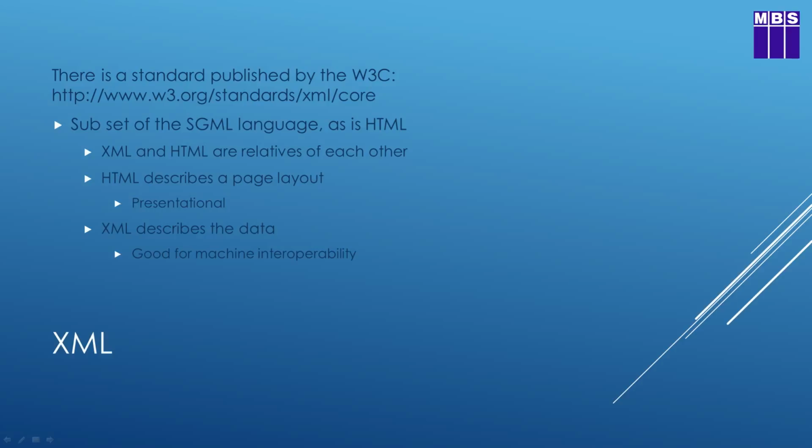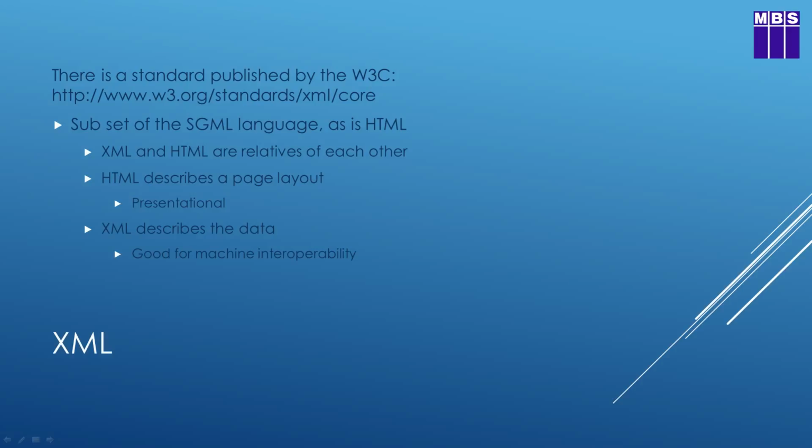You'll see that there are a number of similarities in the layout of the two languages. There are a lot of differences too, but they are similar in their structure, their layout, and that's because they are in fact relatives of each other. It's a major difference though. HTML describes a page layout. It's a presentational language, whereas XML describes the data. XML is really used for interoperability, for transferring data.